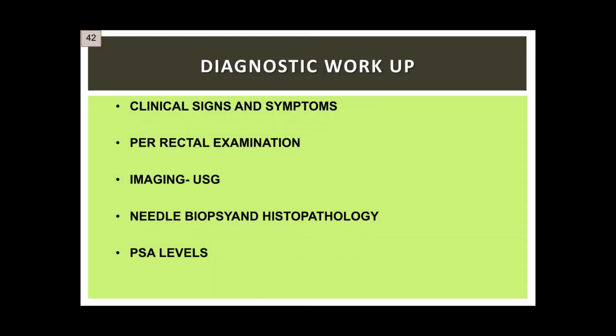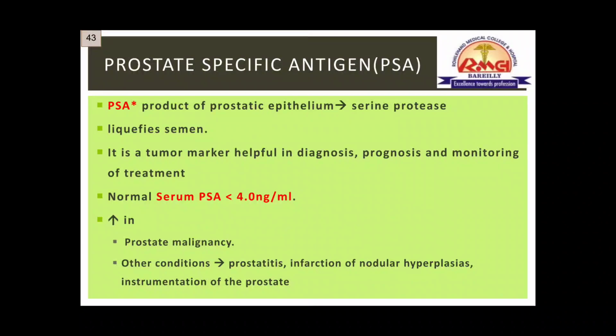So in the diagnostic workup, we do the clinical examination, clinical signs and symptoms we note. Then we do the per-rectal examination, and since this is seen in the peripheral zone, it is easy to palpate a prostatic carcinoma, and it is also diagnosed early because of the early clinical sign of the prostatic enlargement in the peripheral zone. Then we do the ultrasound, then we do the needle biopsy, which is sent for histopathology, and the PSA levels. So a few words about the PSA.